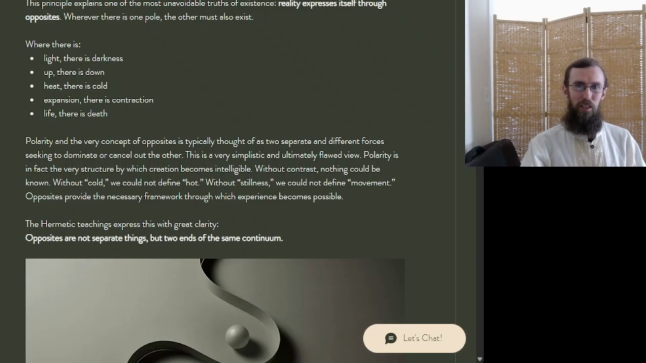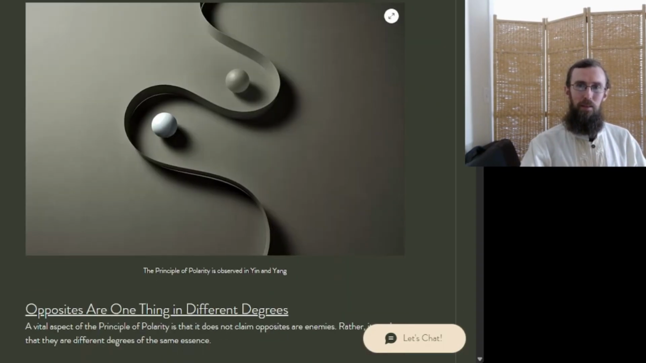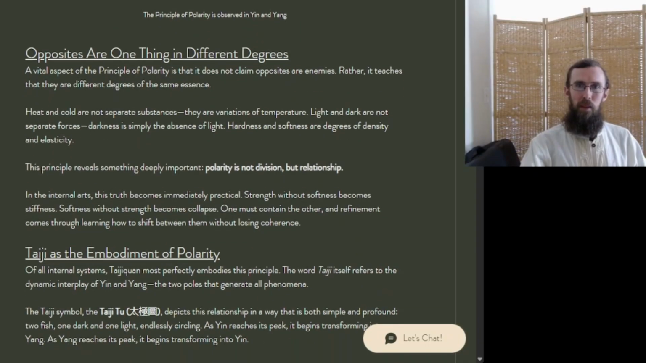The Hermetic teachings express this with great clarity. Opposites are not separate things, but are two ends of the same continuum. So opposites are one thing in different degrees. A vital aspect of the principle of polarity is that it does not claim that opposites are enemies. Rather, it teaches that they are different degrees of the same essence.